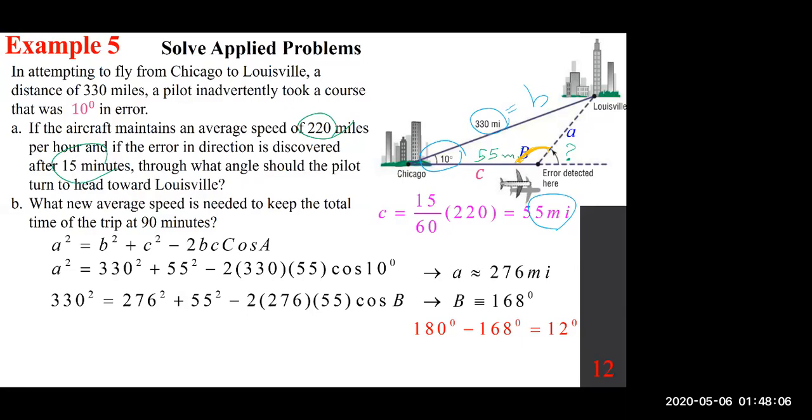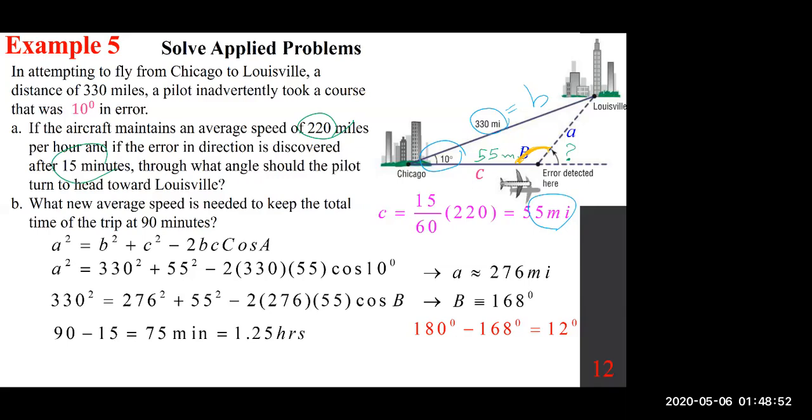Now, to answer part B, it says, what new average speed do we need if we don't want to go beyond 90 minutes? So you are the captain and you're making a decision how to adjust because you don't want a trip to be longer than 90 minutes. Okay, we have already wasted 15 minutes. So what is left is 90 minus 15 or 75 minutes.